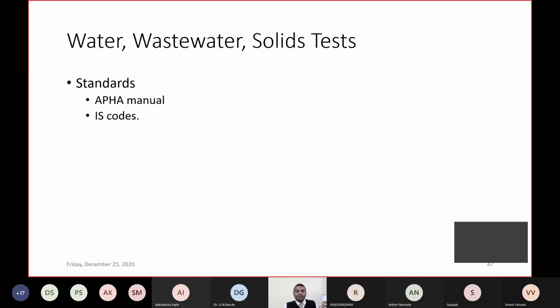From that only we should adopt the test, or otherwise, for the particular material, such as raw sewage sludge or solid waste, you may go for the IS code manual. So typically I am referring only to the APHA manual. Let me show that. Without a PPT, let me tell you what things you should be concerned about.